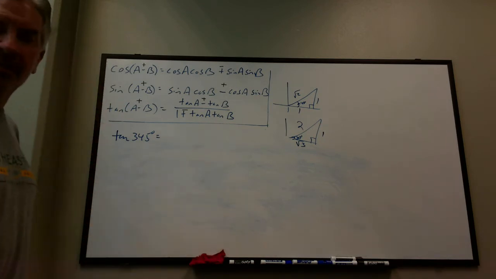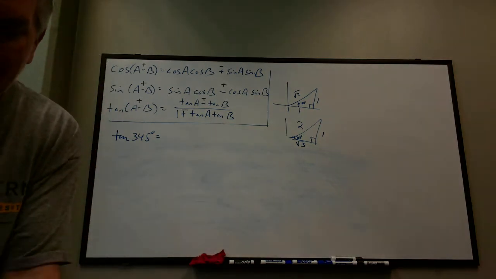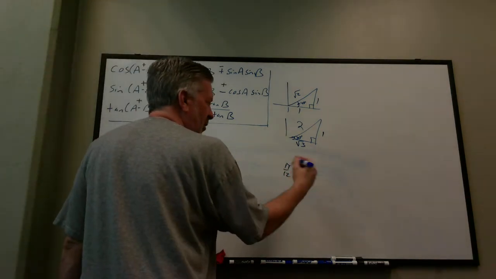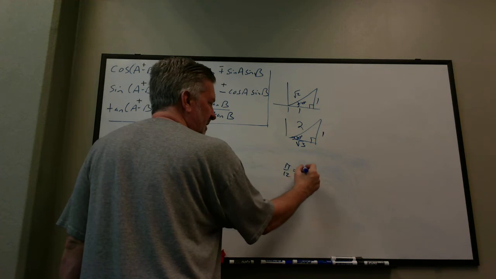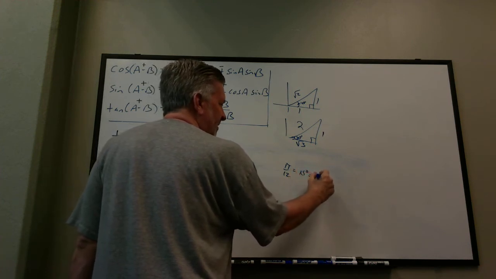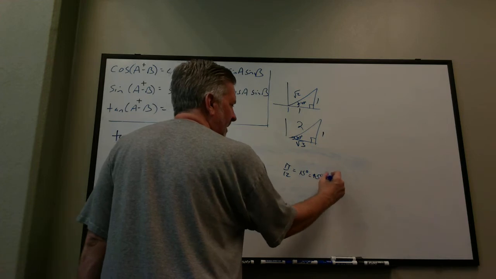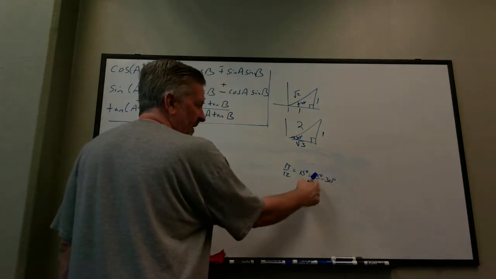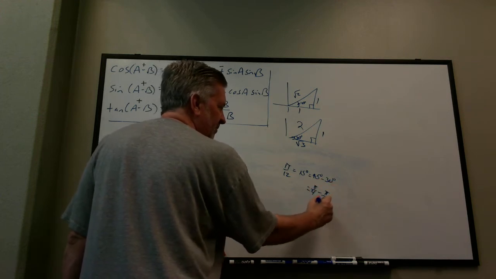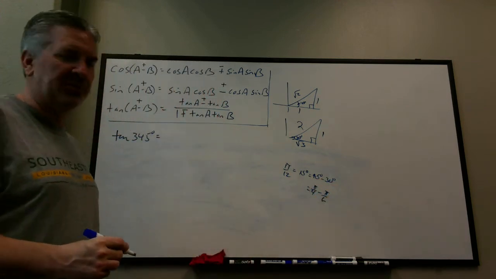Notice on the last example, the problem that was given was pi over 12, right? We rewrote that in degrees, which was 15 degrees, and then we wrote 15 as 45 minus 30. So what is 45 degrees in radians? It's pi over 4. 30 degrees is pi over 6. Now, do you see why I converted to degrees?